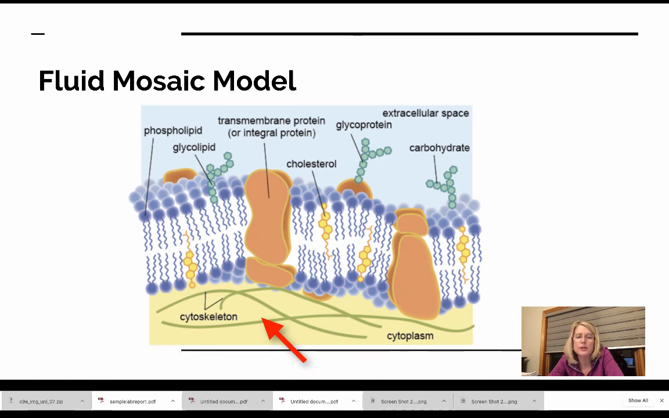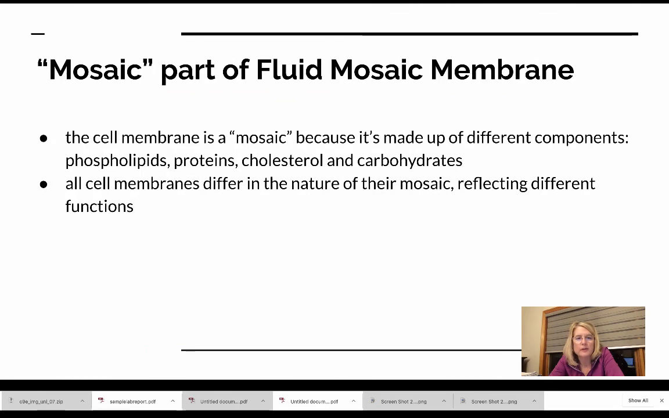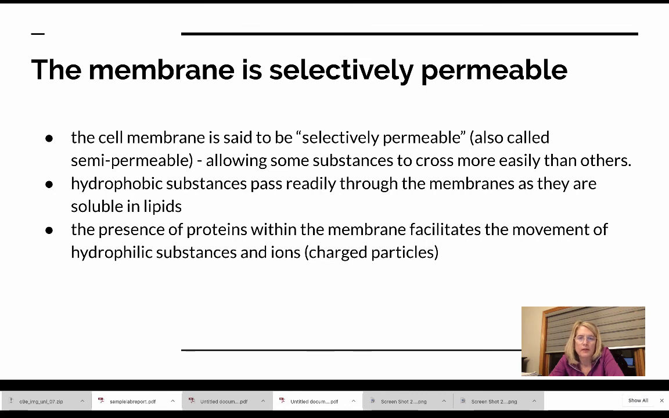Okay, so part of what you're going to do as you work on your own through this section is identify all these structures and then relate what the function is for each of those. And I hope that helps you understand the cell membrane.